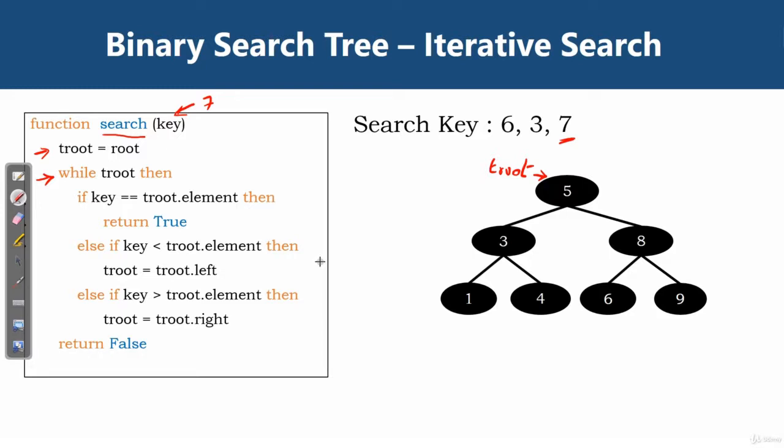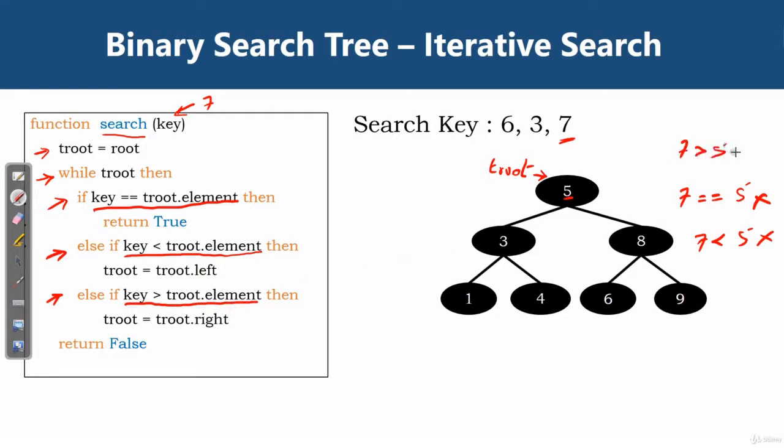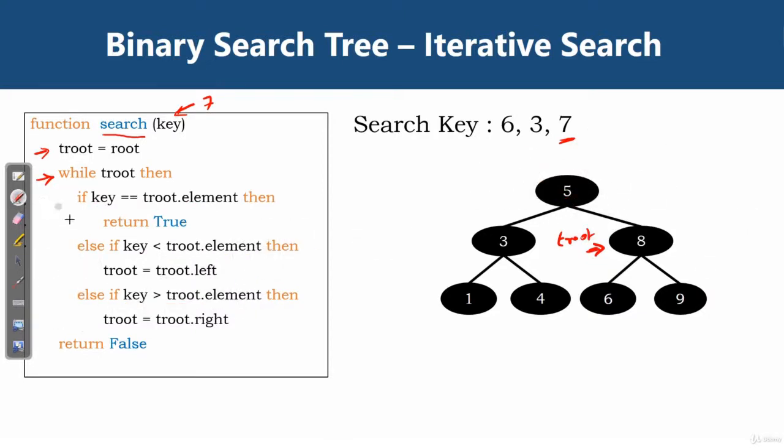executed. The first statement is to check if key is equal to the element in the node. That is, key is 7 is equal to element is 5 within the node. This statement is false. So we check if key is less than the tRoot dot element. That is, if 7 is less than 5. This statement is also false. So the function checks if key is greater than the tRoot dot element. That is, if 7 is greater than 5, which is true. So the statement tRoot equal to tRoot dot right will be executed, which will now point the tRoot reference to node 8, which is the root of the right subtree of node 5.